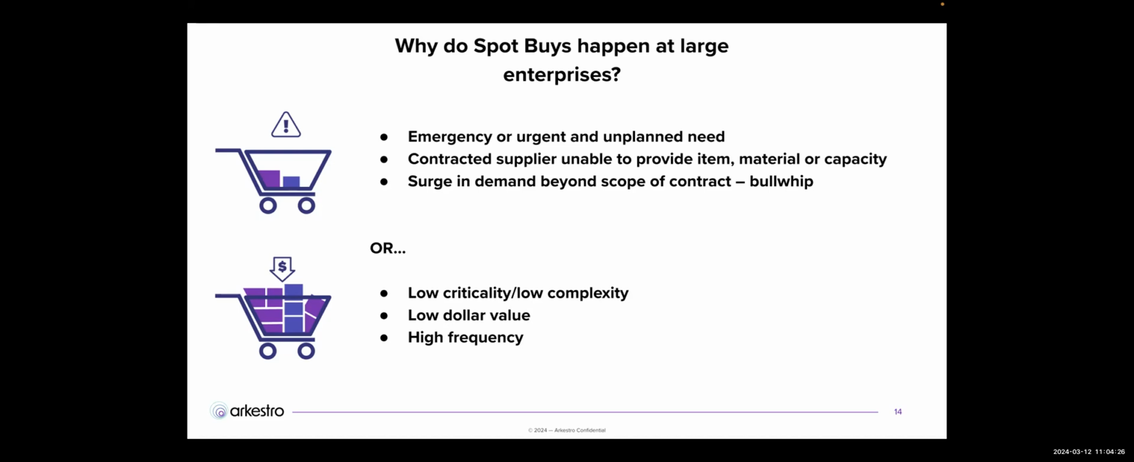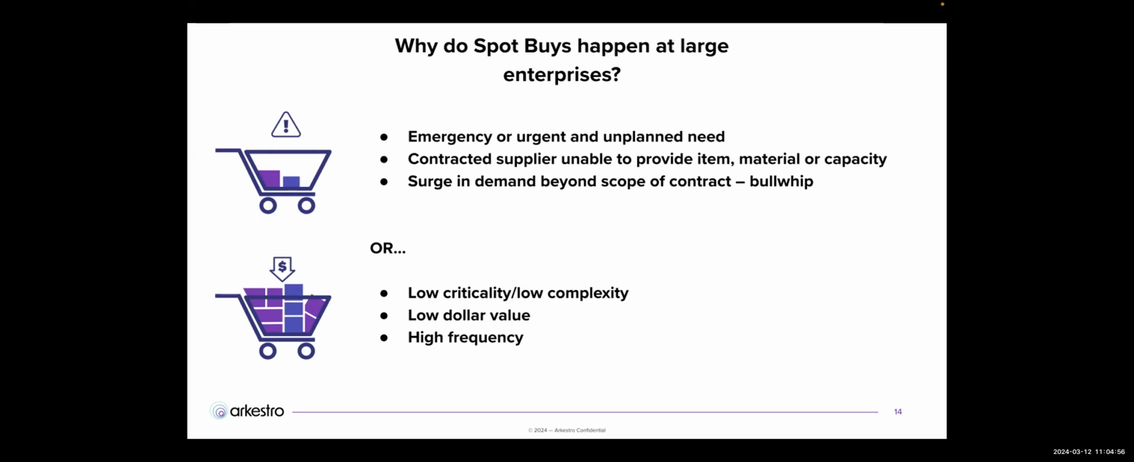But it could also be simply that the demand is unplanned. So a lot of us working in supply chain saw this during COVID, where there was a huge surge in demand, especially in logistics. And we're going to talk about spot buying logistics in greater depth. But it's where the scope of a contract with a supplier has a certain foreseen demand or volume threshold, and the actual demand from stakeholders surges well beyond that.